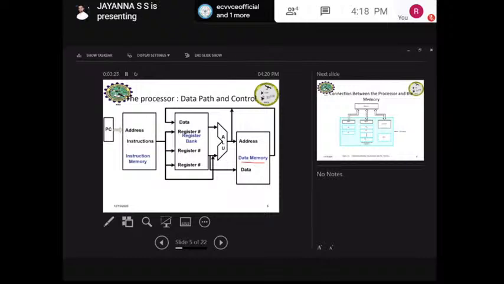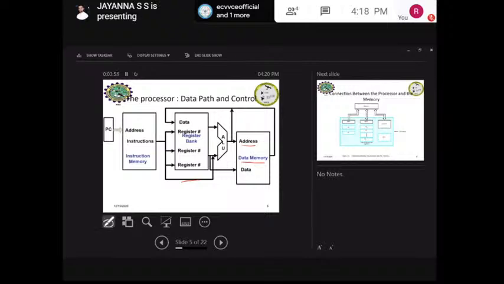When you want to fetch these instructions, first you have to know the address from where you have to fetch the instruction. By providing the address in the program counter, the instruction is fetched, then that instruction is stored into the register. A register is nothing but a storage element that will store either an instruction or data.